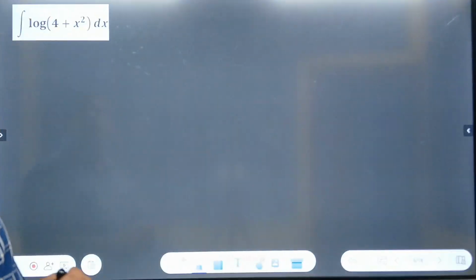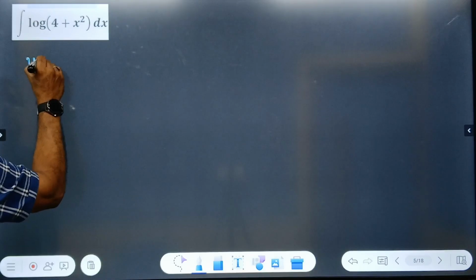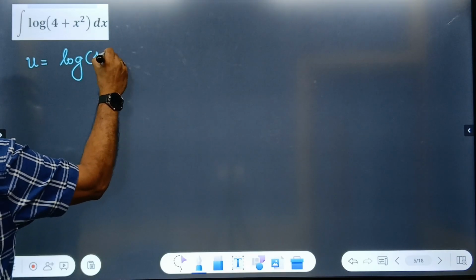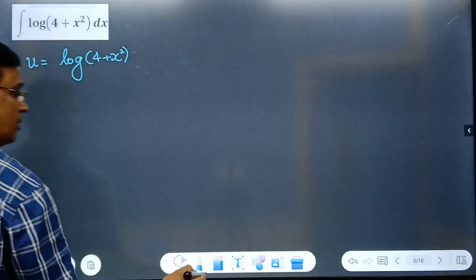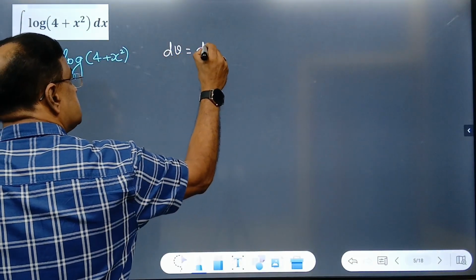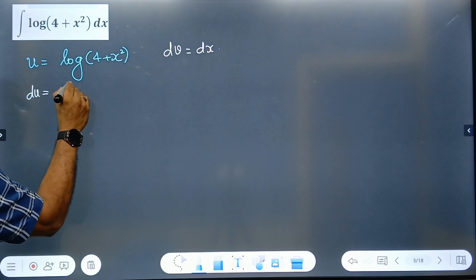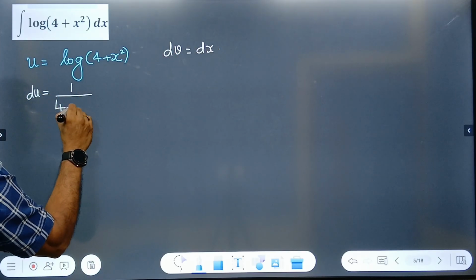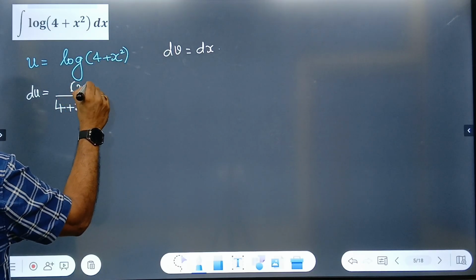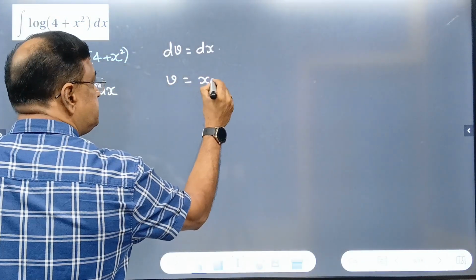Okay, let's go to the next question. This is a very important question. So here I choose u as log of 4 plus x square and dv is dx. Now what is differentiation of log of 4 plus x square? 1 by 4 plus x square, and differentiation of x square will be 2x dx and v will be x.